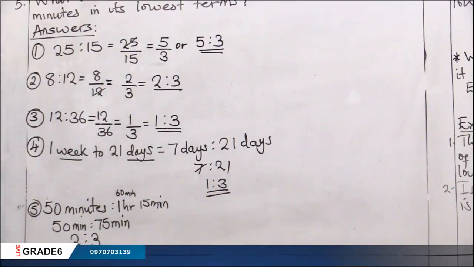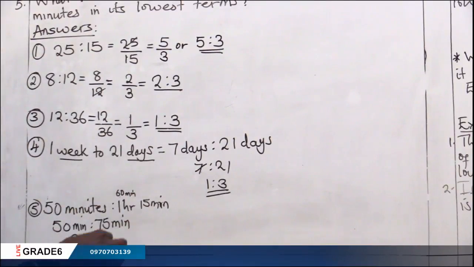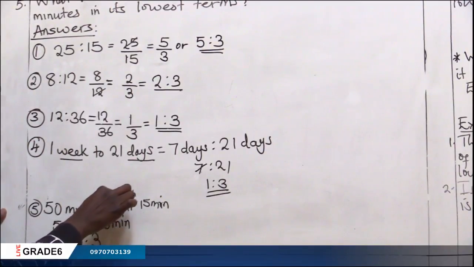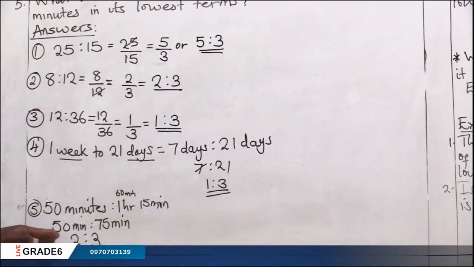And then number 5, the last one, says, what is the ratio of 50 minutes to 1 hour 15 minutes in its lowest terms? Boys and girls, we must change the 1 hour into minutes. So 1 hour is equal to 60 minutes, and when we add 60 minutes plus 15, it gives us 75 minutes. Therefore, the number that can go in 50 and 75 without leaving a remainder is 25. 25 into 50 is 2, 25 into 75 is 3.